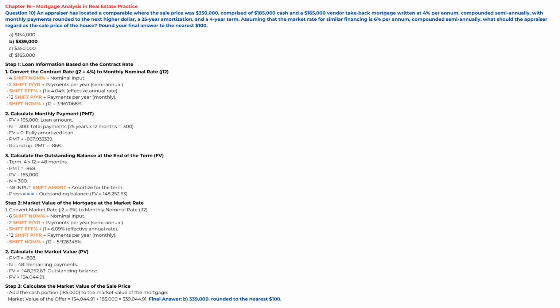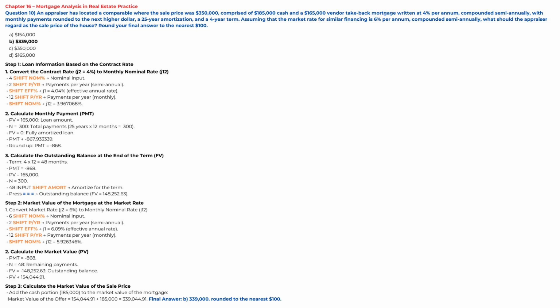Shift NOM, calculator displays 5.9263446%. That is J12 equals 5.9263446%. 2. Calculate the market value, PV. 48, remaining payments. Press PV, display 154,044.907533, which is our market value of the mortgage.